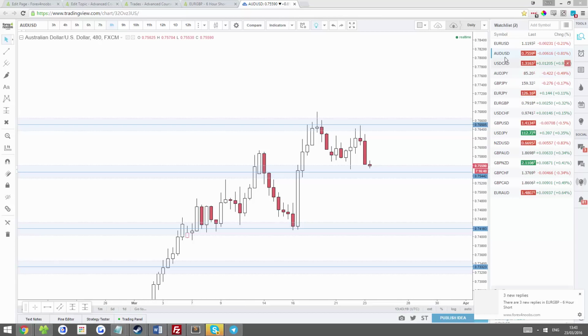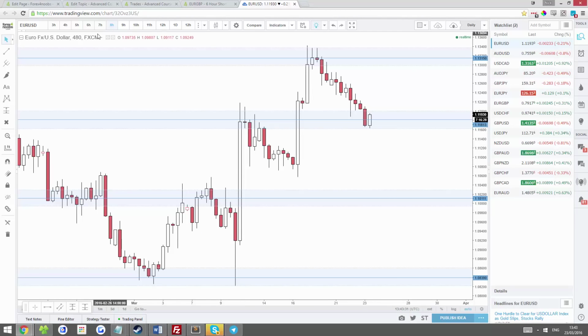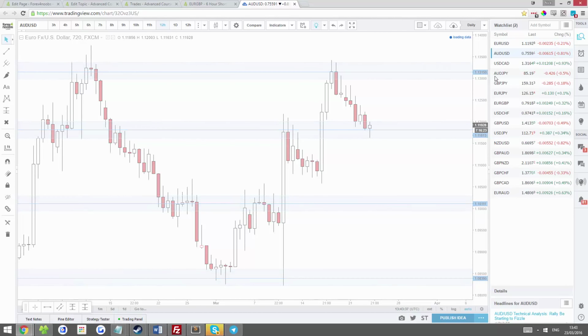So yeah, this looks pretty decent here on the AUDUSD. Looking at the 8-hour, I'm going to monitor this on the 8-hour. So we already got 2 potential trades. That was pretty quick. 12-hour EURUSD, 8-hour AUDUSD.